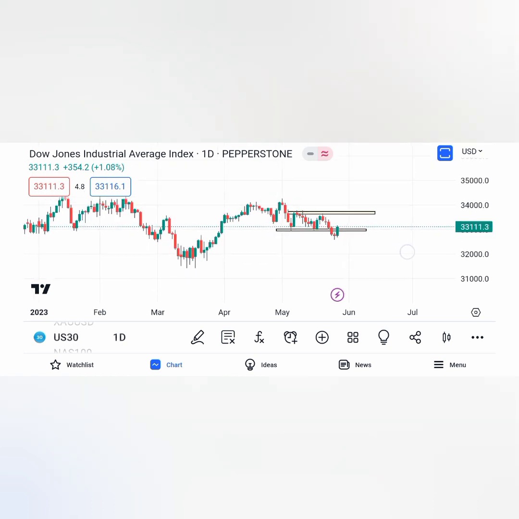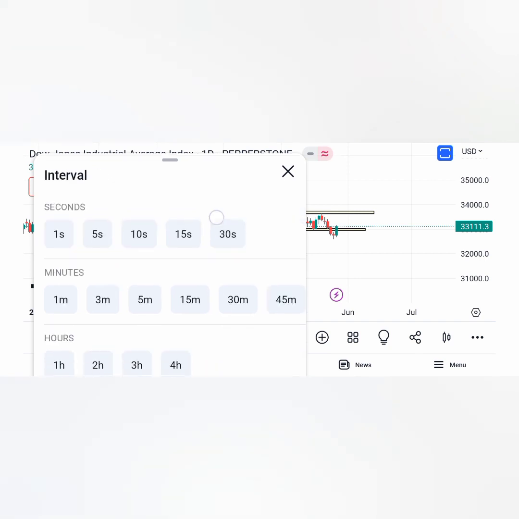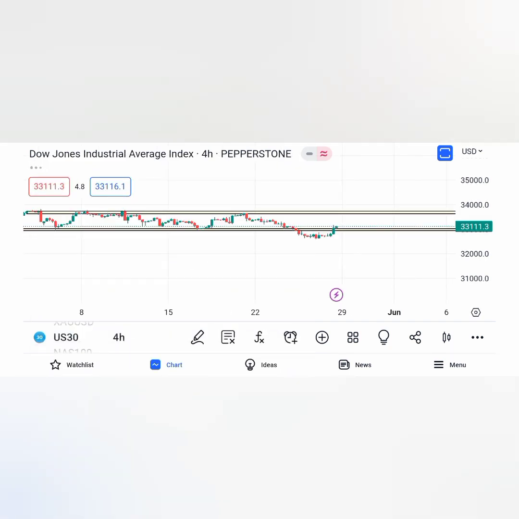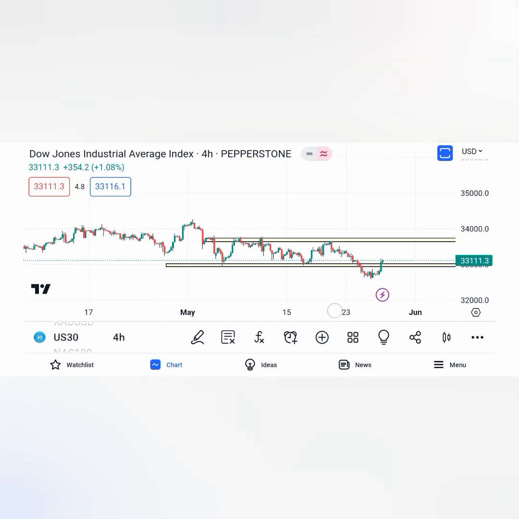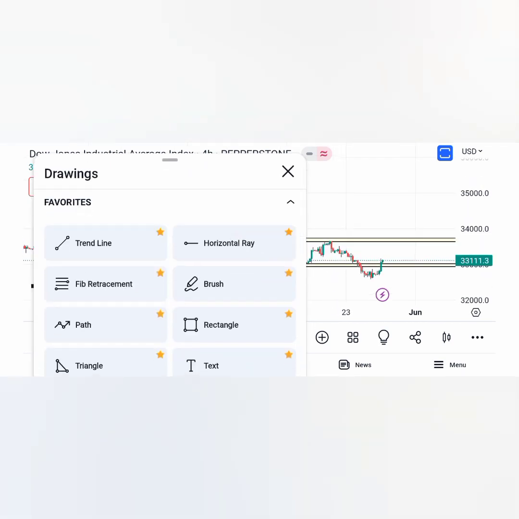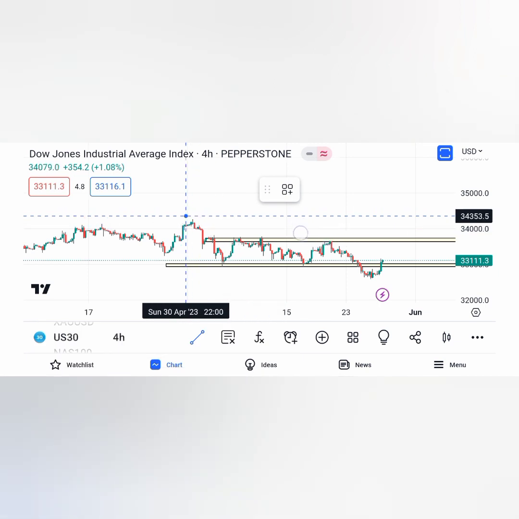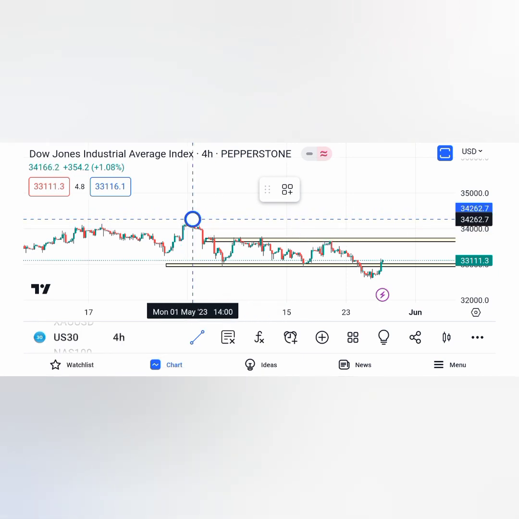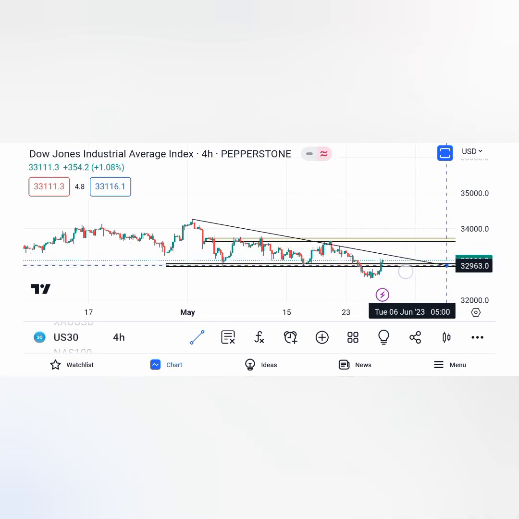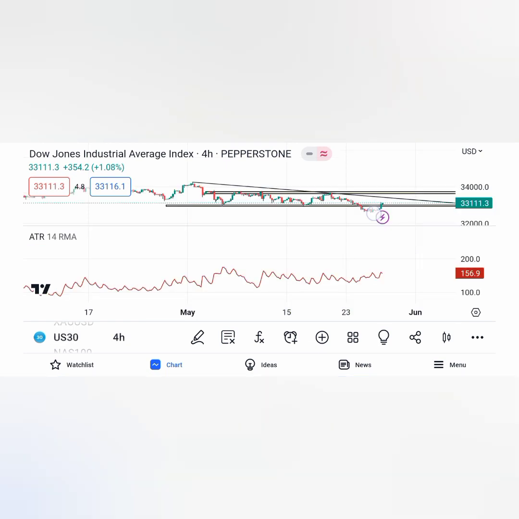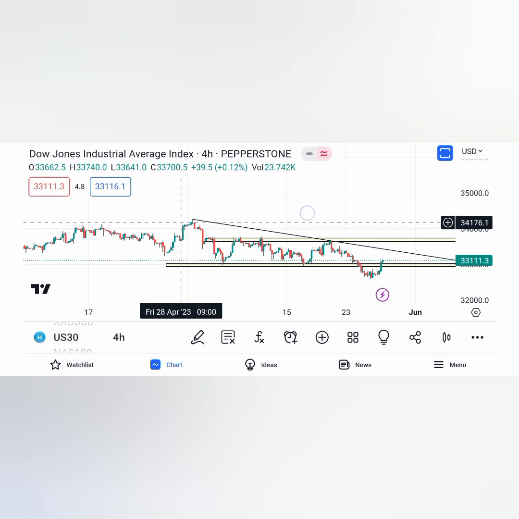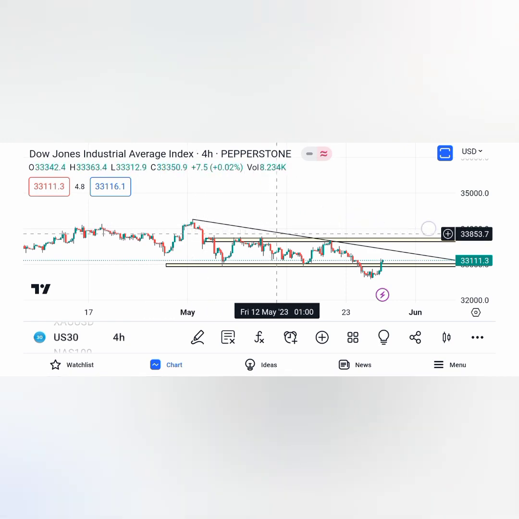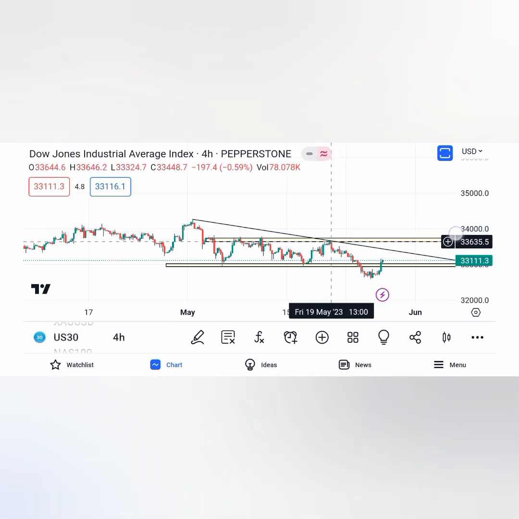Now let's move to the 4-hour time frame and see. Looking at the 4-hour time frame also, we can have a trend line here at this very point. You can see the first touch here. Then you can see the second touch here, market respecting the trend line.